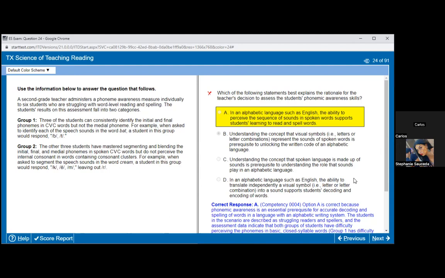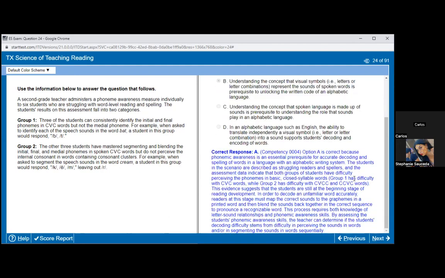And what else does it say? Group 1 has difficulty with CVC words, while group 2 has difficulty with CVCC, CCVC words. This evidence suggests that students are still at the beginning stage of reading development. It tells us they're not yet advanced. They're still needing phonemic awareness skill supports.